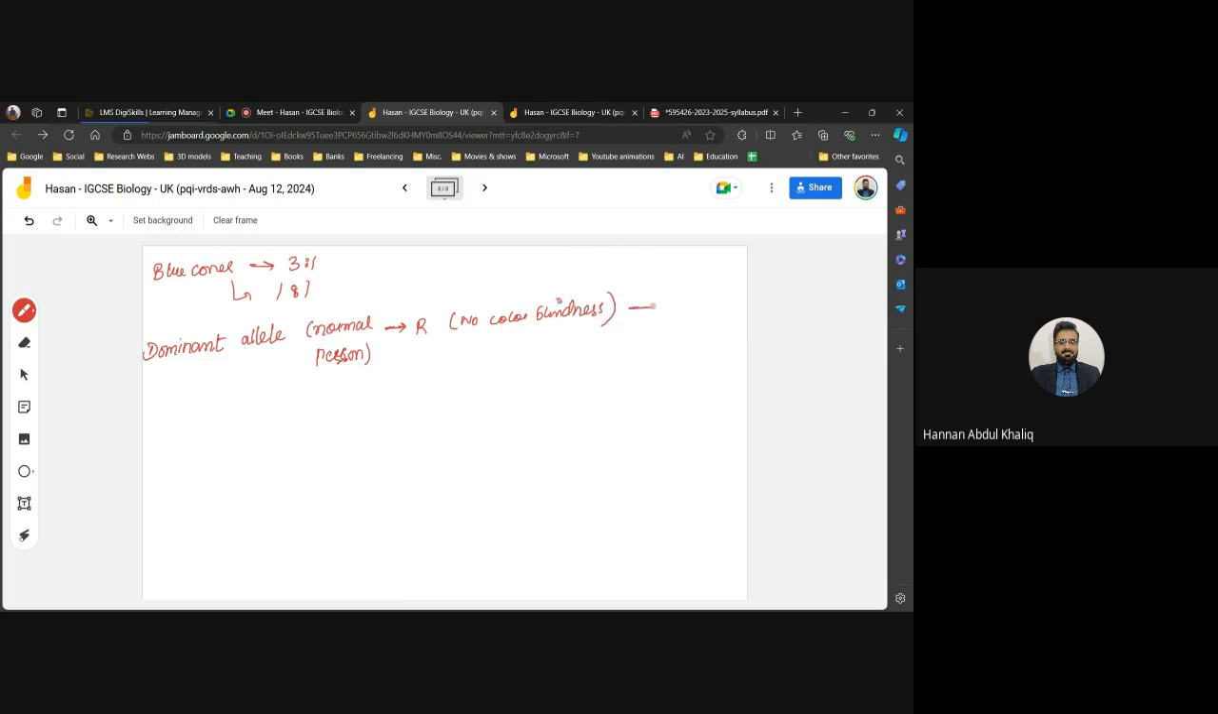How would you write it? XR. A person with the recessive allele, you would say diseased person, would be possessing a small r, meaning that this person is colorblind, and you would write it XR.